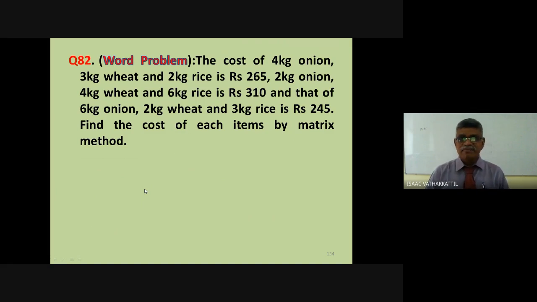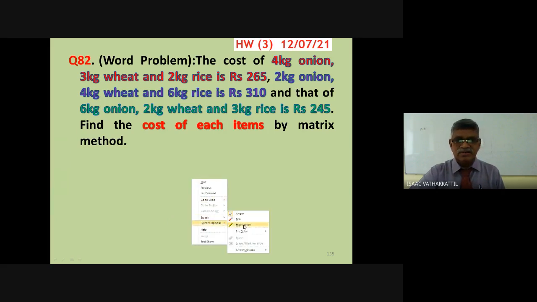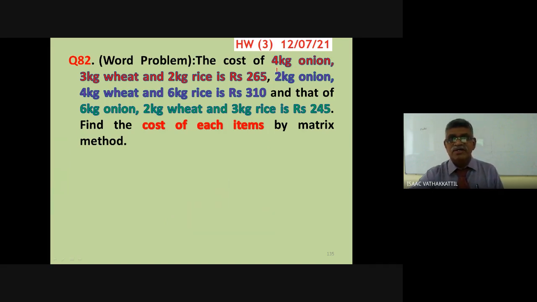Onion price, let it be x, wheat price be y, and rice price be z. What will be the first equation? Please, one of you, please speak.